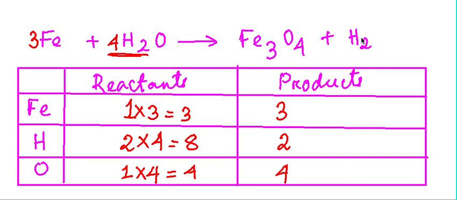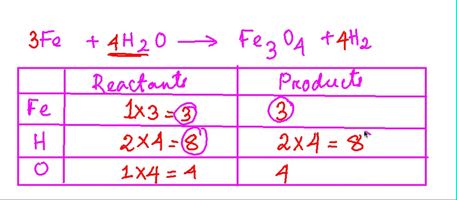Now on the product side you have hydrogen, that is 2, so we should multiply 4 on the product side to make it 8. Now let's see if all the atoms are balanced. 3, 3 balanced, 8, 8 balanced, 4, 4 balanced. So hence the equation is balanced.